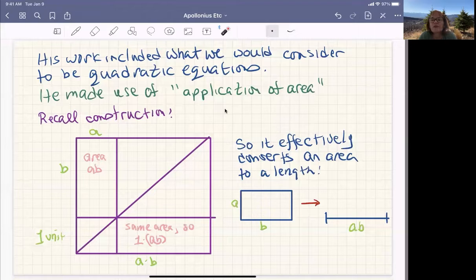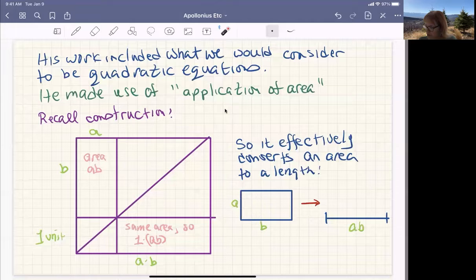So his work also included what today we would consider to be quadratic equations. And remember that the ancient Greeks did not use algebraic notation the way we do. That's a relatively modern invention. He made use of what's called application of area. So we saw application of area, and then here was the construction, what the image looked like.